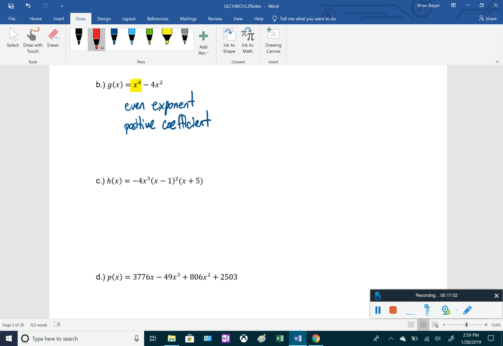So what that means is x to the 4th is going to look like, on the end, x squared, because that's an even exponent with a positive coefficient. So we know that it's going to rise left and then rise right. Or once again, just base it off of the last page.